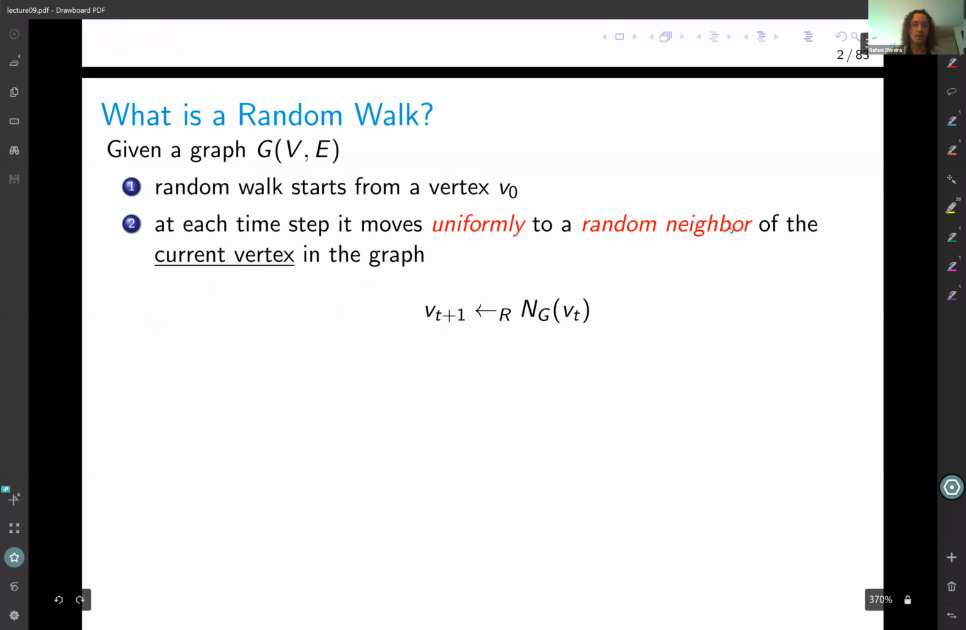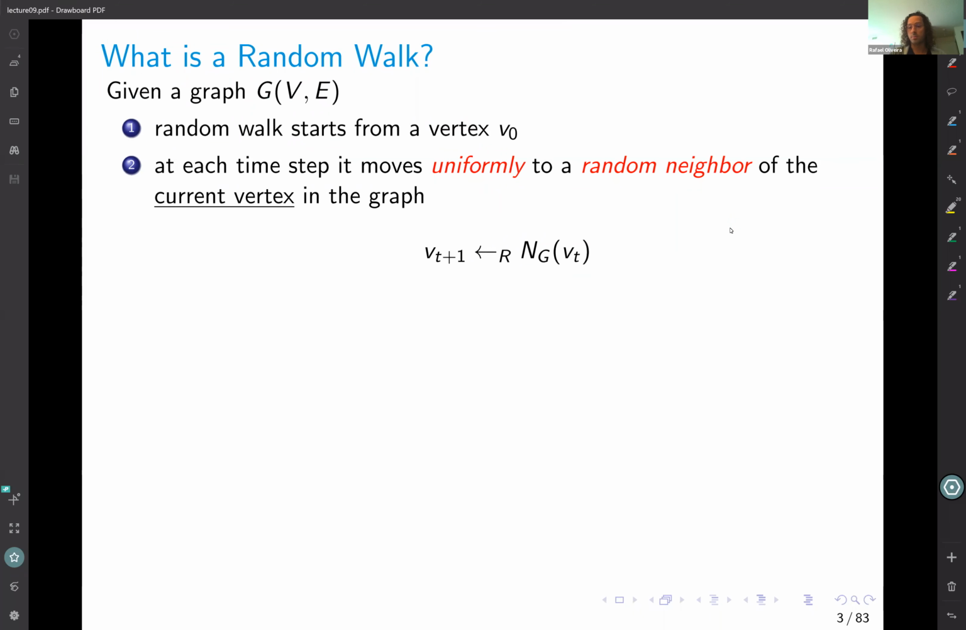So what is a random walk to begin with? A random walk is, if we're given a graph G with a set of vertices and edges, the random walk will start from a vertex V naught, and at each time step it moves uniformly to a random neighbor of the current vertex in the graph. So the next vertex is just, you pick a neighbor uniformly at random and you walk towards it.